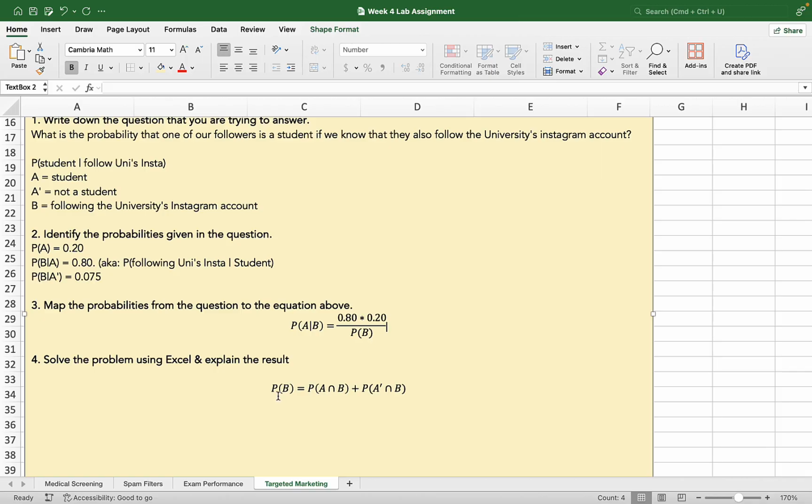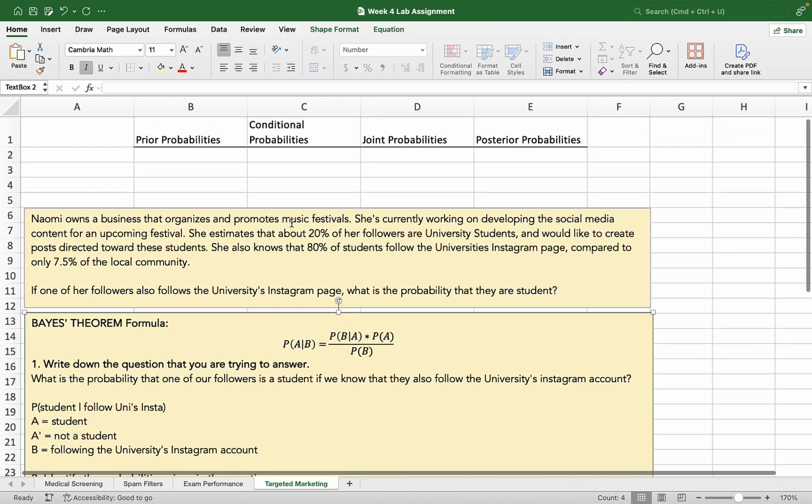But we do know that the probability of B is going to be equal to these two joint probabilities: the probability that our follower is a student following the university's Instagram, or the probability that our follower is a community member following Instagram. And so I'm just going to put this as a placeholder here for a second. And I think that might be helpful. So let's pop up here and fill in the parts in our table.